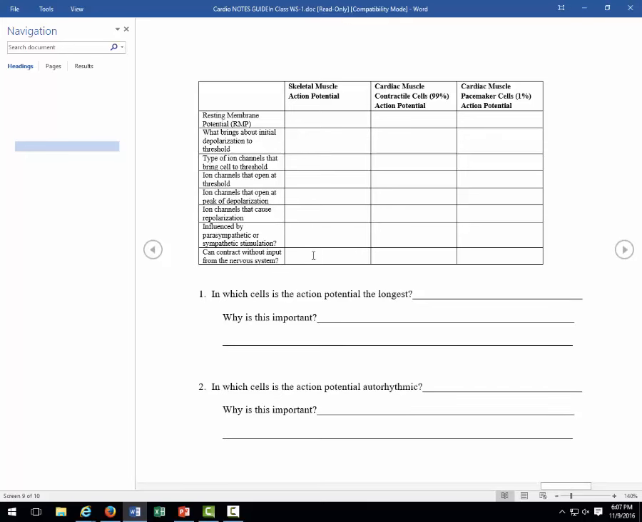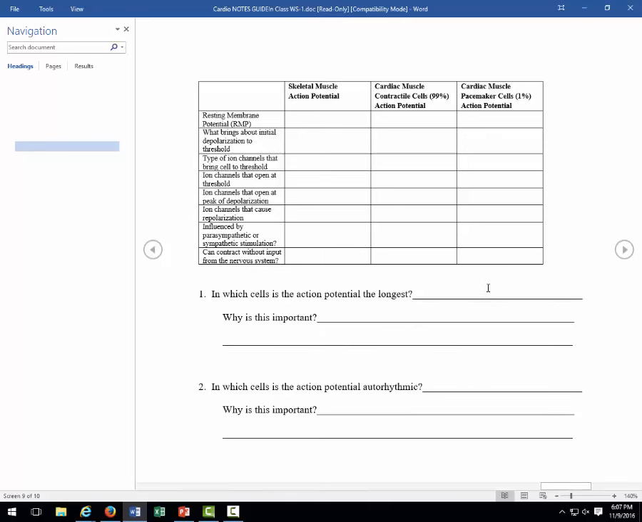Can they contract without input from the nervous system, the skeletal muscles? No way. Contractile cells? Yes, with the help of the pacemaker cells. Can cardiac muscle cells contract without the nervous system? Yes, yeah, that's what makes them special.